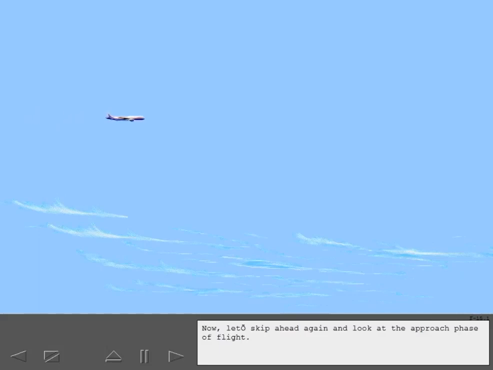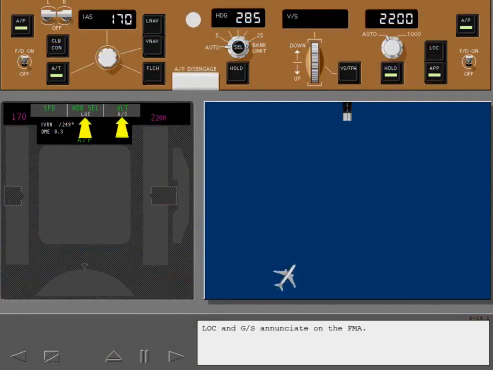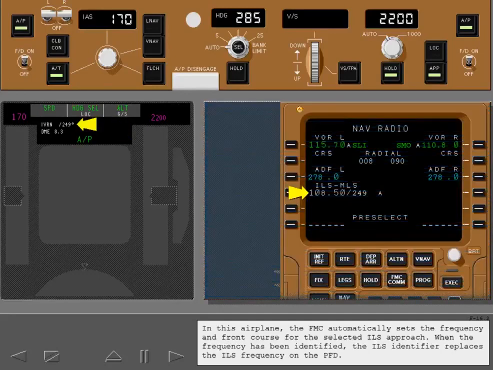Now let's skip ahead again and look at the approach phase of flight. We're now on an intercept heading to the localizer, and ATC just cleared us for the ILS approach. Arm approach. Localizer and glide slope enunciate on the FMA. In this airplane, the FMC automatically sets the frequency and front course for the selected ILS approach. When the frequency has been identified, the ILS identifier replaces the ILS frequency on the PFD.